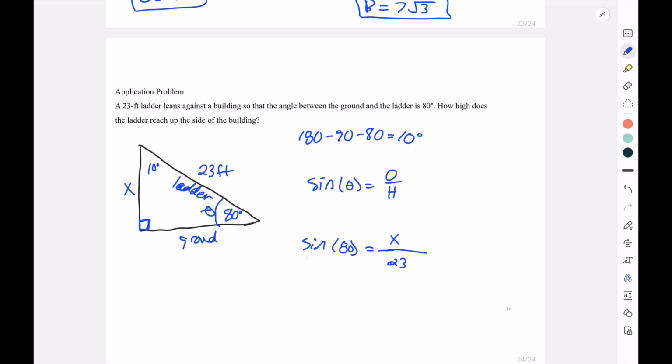So if we cross multiply, we will get x is equal to the sine of 80 times 23. And when you plug that into your calculator, you will get that x is equal to 22.65057, and you could round that to 22.65 feet.